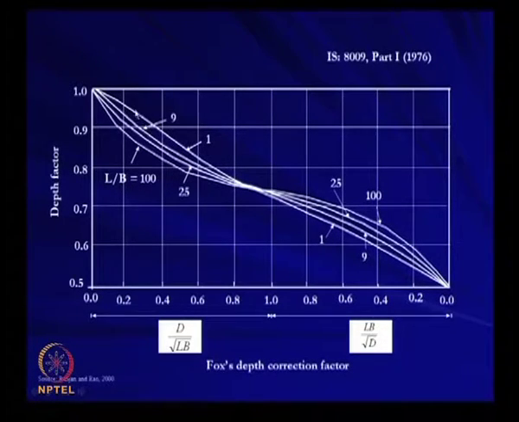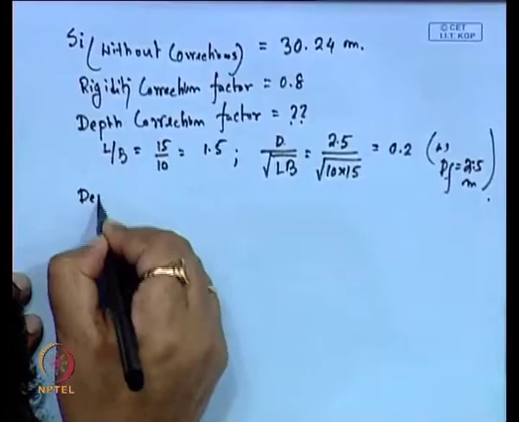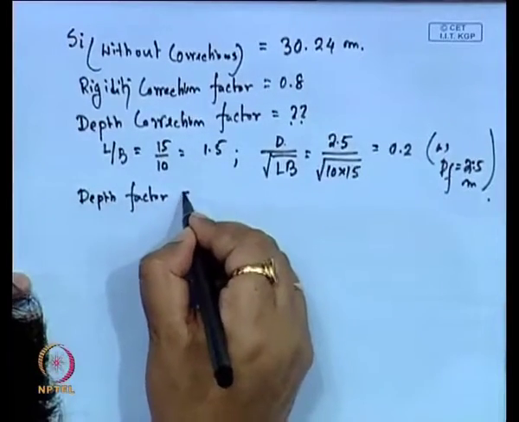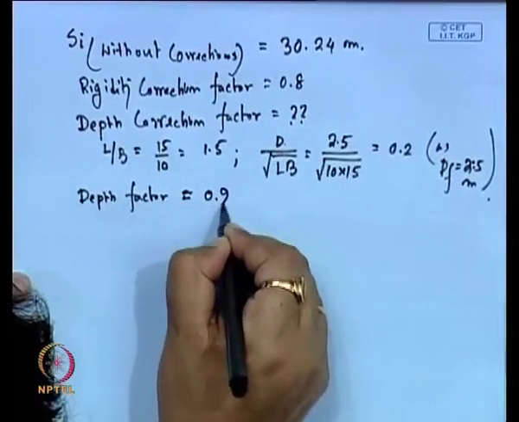So, this chart is for 1, this is for 9. So, this will be around this region. So, this is 0.2. So, corresponding to this 1.5 graph, the depth factor value is around 0.97. So, we will get that the depth factor is coming around 0.97.